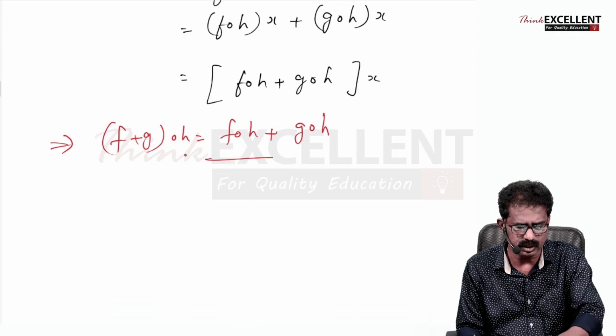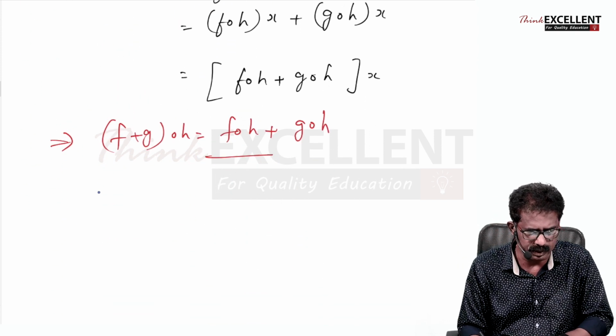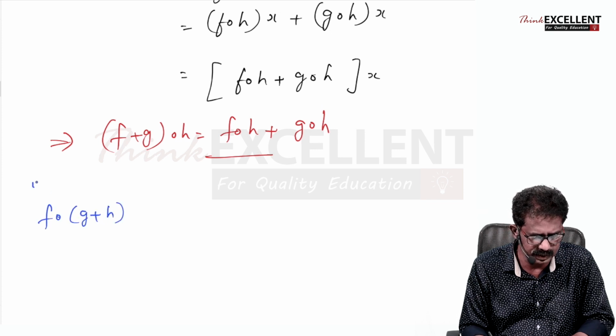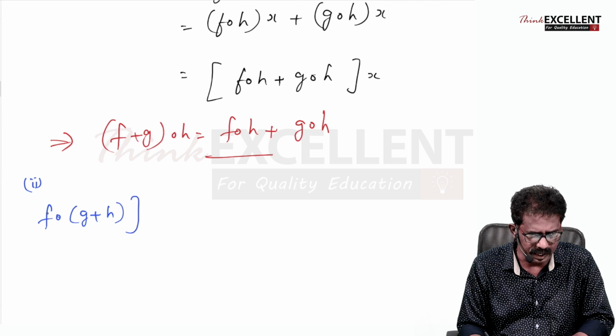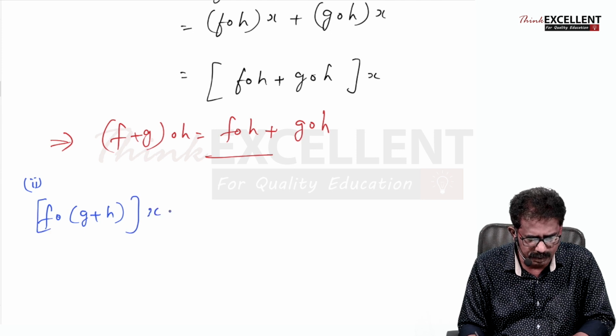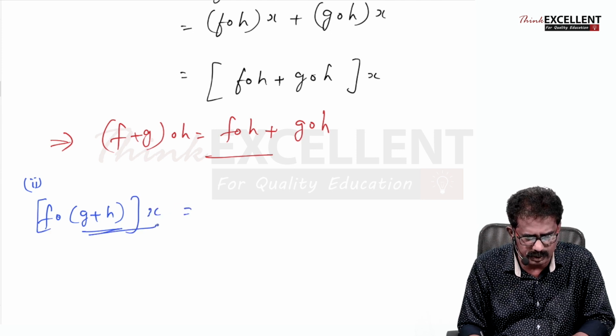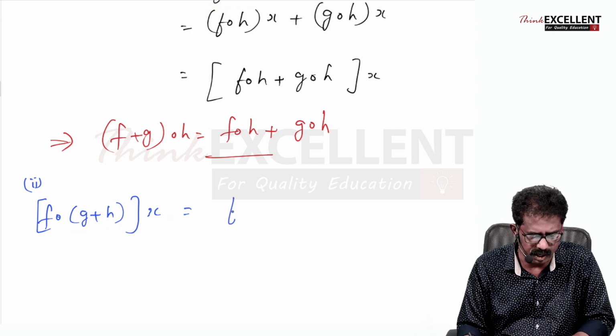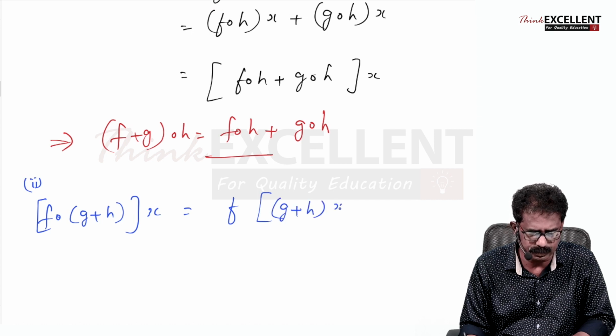Now, second part, what they ask here: what can you say about f composition g plus h? f composition g plus h. Now, let us see the same method. f composition g plus h of x. Same method only. For the second one, you give that x first, right? So for that part, what do you write? f of g plus h of x.